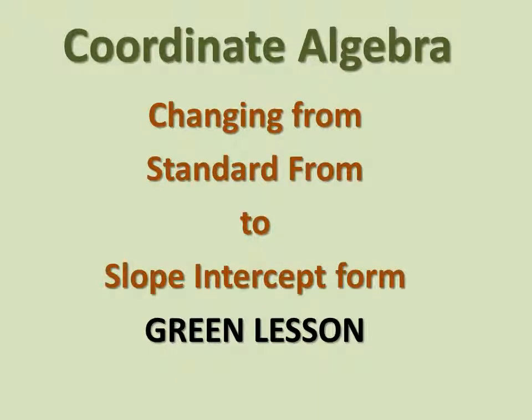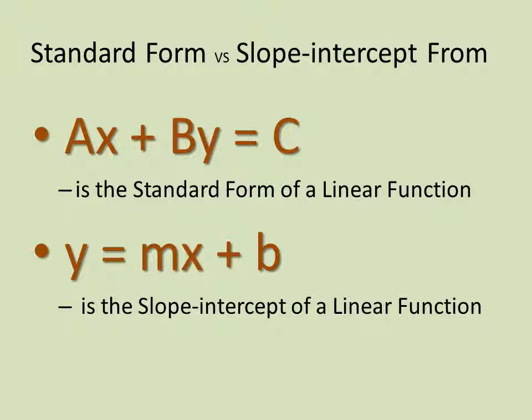Coordinate algebra, changing from standard form into slope-intercept form. Green lesson. Standard form versus slope-intercept form. AX plus BY equals C is standard form. Y equals MX plus B is slope-intercept form.